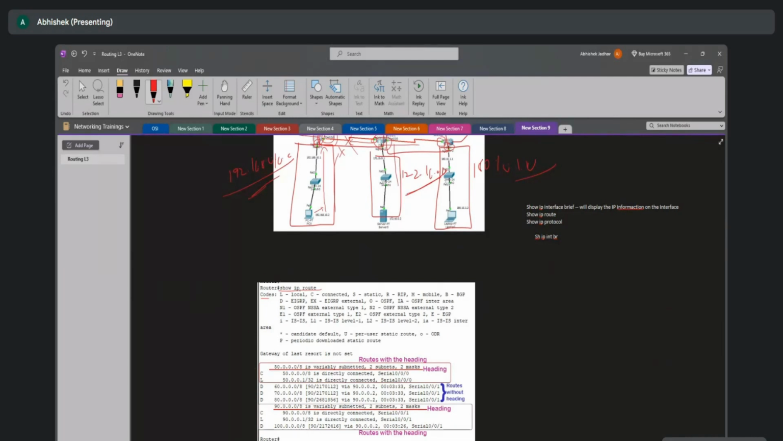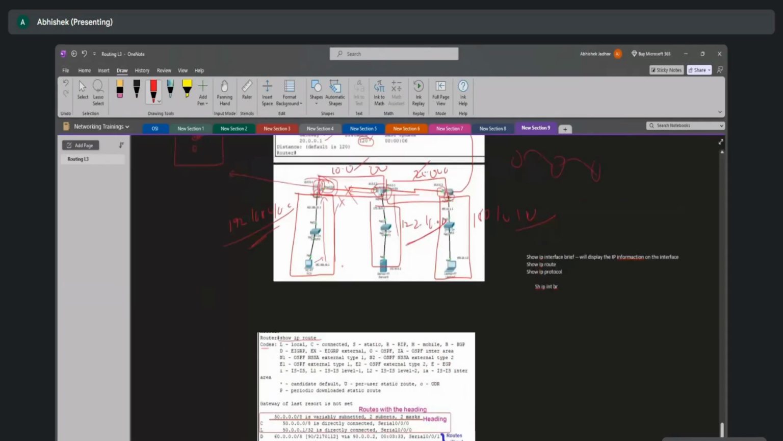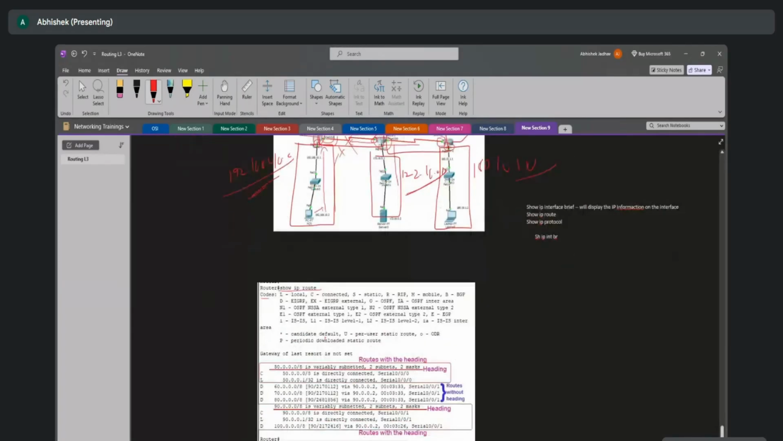So when you type show IP route on the console, on the router, you will get an output like this. Now, if you see the output like this, you can see it is C, it is L, it is D, D, D, it is C, L, D. What does this C, L, D and all mean? L means it is locally connected, C means it is connected, right? And where is D? D is EIGRP.